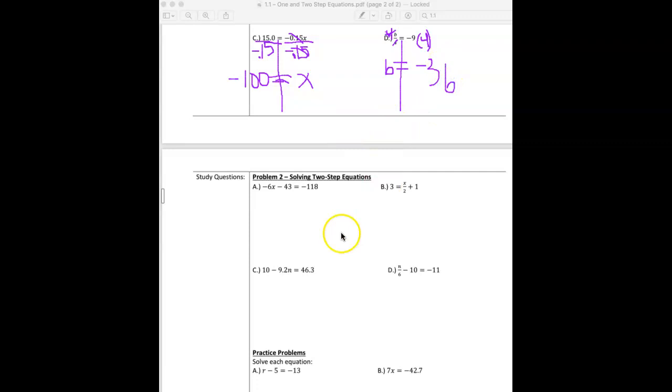And I'm going to keep going, guys, because, like I said, last video was way too long, so I have to be less chatty, I guess. Anyhow, these are two-step equations, guys.